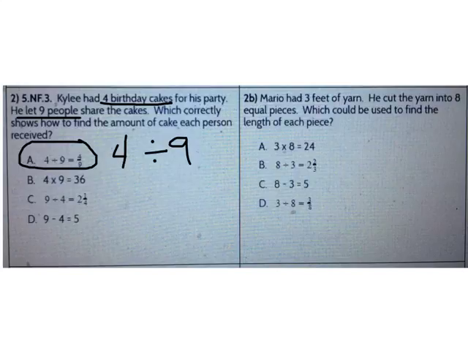Now you try 2B. Mario had 3 feet of yarn. He cut the yarn into 8 equal pieces, which could be used to find the length of each piece. The correct answer is D. Mario is cutting 3 feet into 8 equal pieces, or 3 divided by 8.